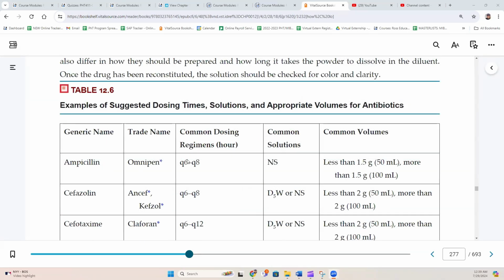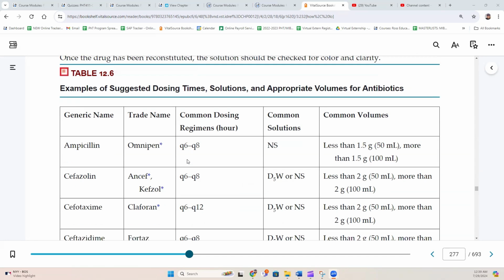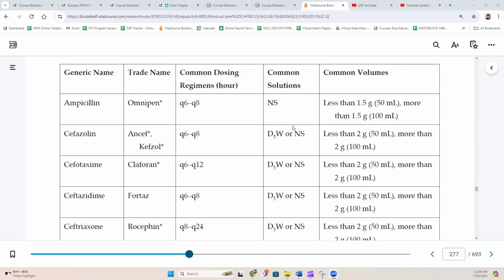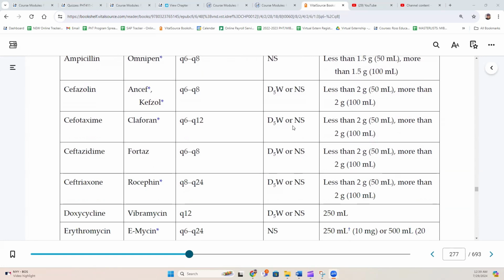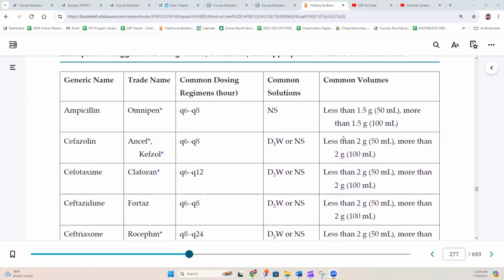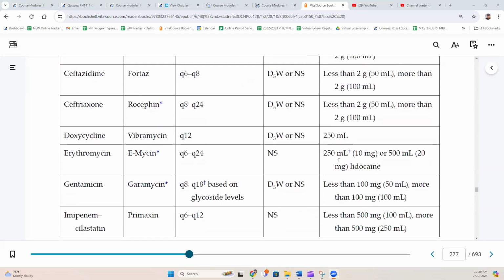So table 12.6 shows examples of suggested dosing time solutions and appropriate volumes for antibiotics. So we have the generic name, the brand name, the common dosing regimens, and then the common solutions that are used, and then the common volumes.